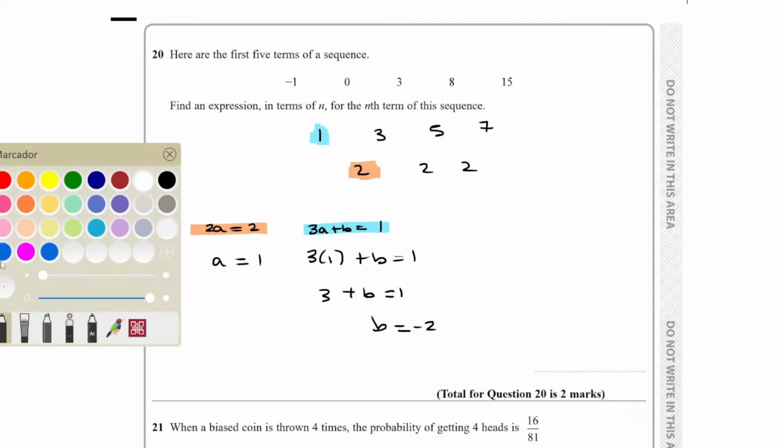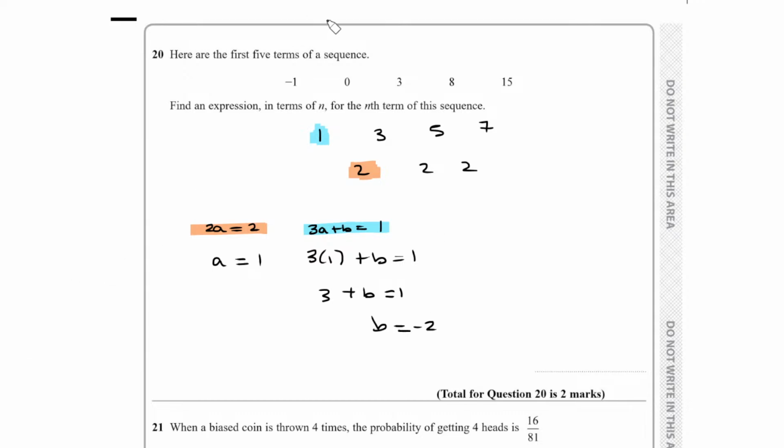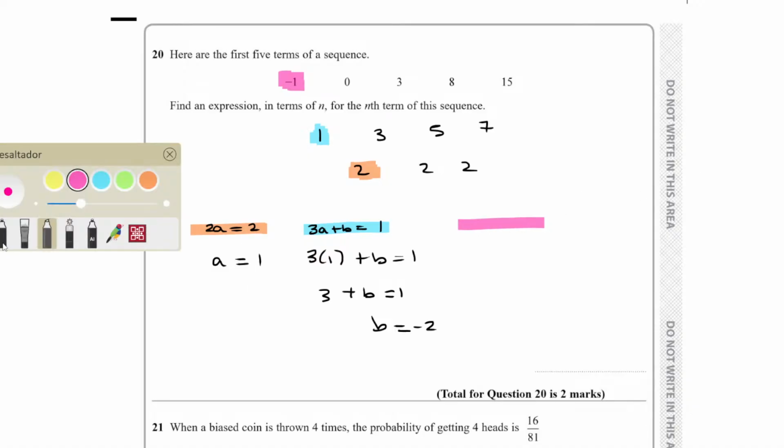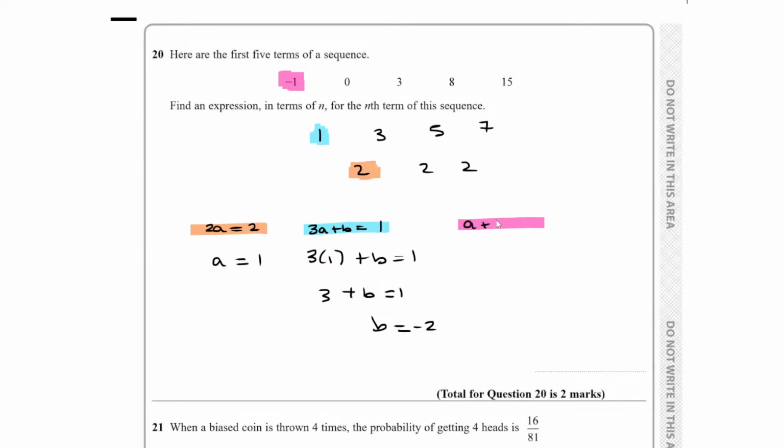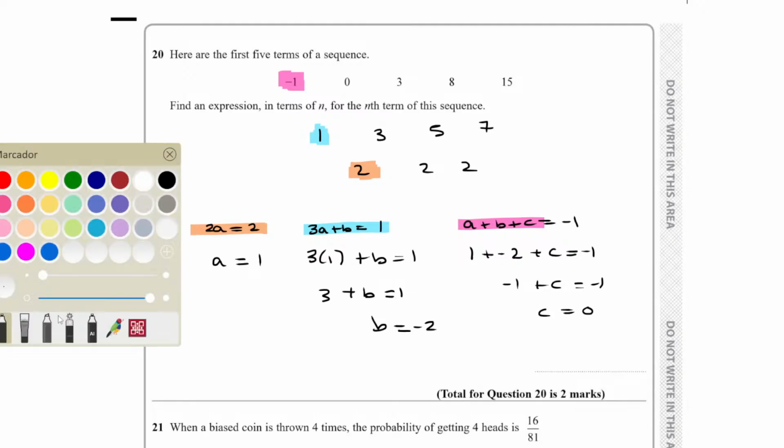And then finally, jump up again on that left-hand side. We're now looking at the first term in the actual sequence. And that one is the equivalent of a plus b plus c. So you know a is 1, b is -2. We can work out c. We've got -1 plus c is equal to -1. So c is obviously 0. That just means that there isn't a c value, which is fine.